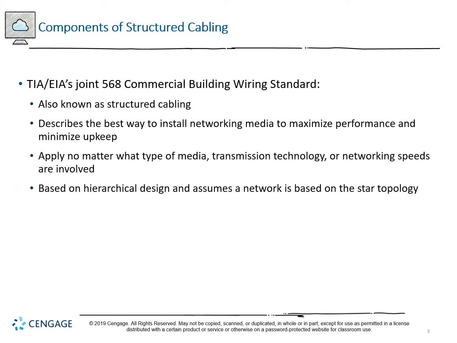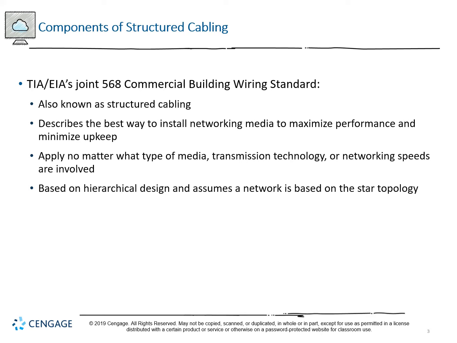So TIA-EIA is a combined set of organizations. I believe EIA folded, I want to say it's like February of 2016 or something similar. They're no longer an extant organization. They're largely absorbed by TIA, but we still refer to it as a joint venture, using what's called the 568 Commercial Building Wiring Standard. Now there are two different ways this can be configured, 568A and 568B.